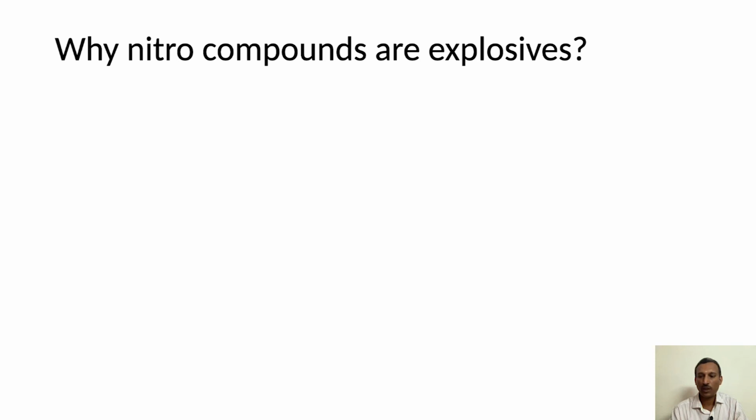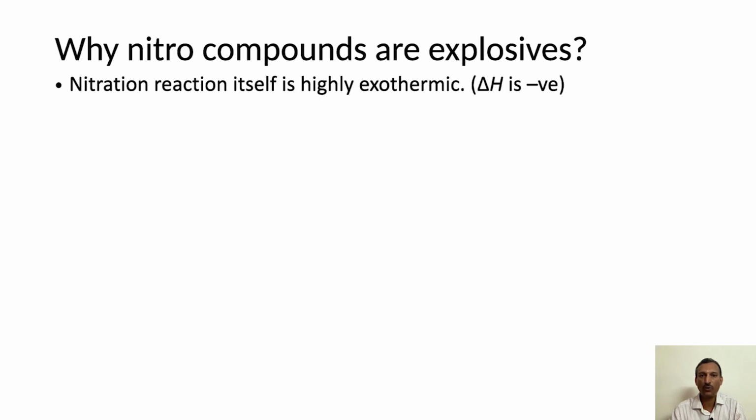We have to understand why nitro compounds are explosive, because if you look at many organic compounds, we have carboxylic acids, aldehydes, ketones, halogenated derivatives. None of them is generally used as an explosive, but only the nitro compounds. Why? Because the nitration reaction itself is an exothermic reaction. That means delta H for this reaction is negative. In other words, when we are doing the nitration itself, many times that leads to explosion. So that is one of the reasons.